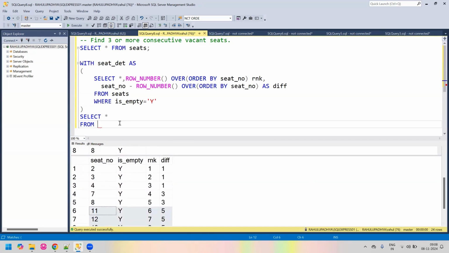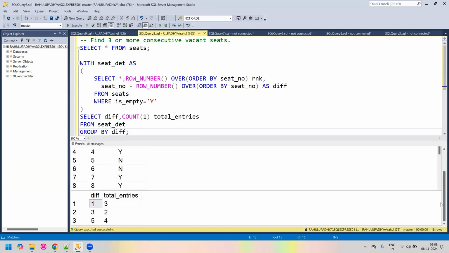So from here, we are going to work on the seat DET. We are going to do a group by based on the difference column. That is kind of our group as well. It is forming the group. And here we will get the count. So let's get the total entries here. This will help us identify the total count in each of these groups. So if we see here, for the difference 1, there were 3 entries. For difference 3, there were 2 entries. And for difference 5, there were 4 entries.